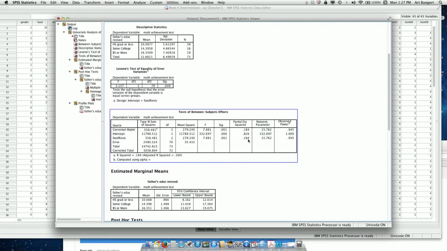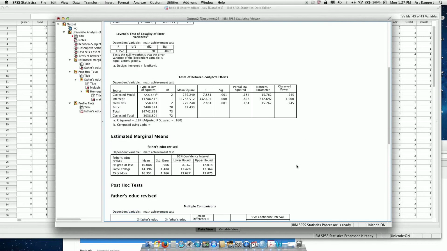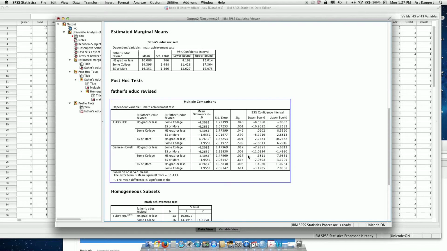The partial eta squared for this particular analysis is 0.184. That's the effect size. And the observed power is 0.945. So I'm going to come down here and we're going to look at the post-hoc tests and see how we interpret those.